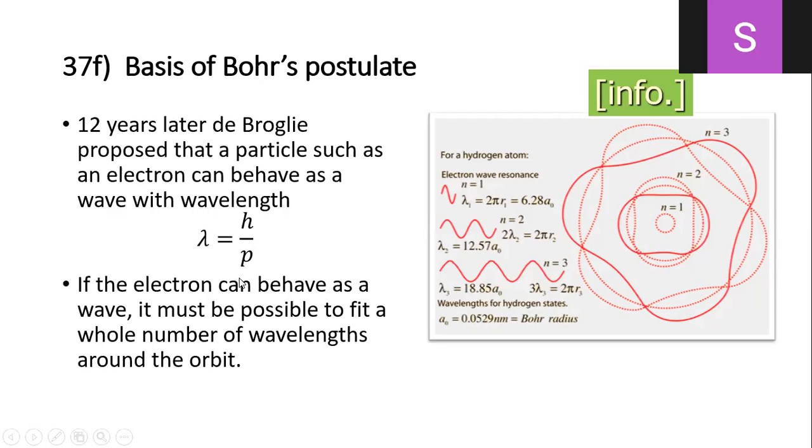So if the electron can behave as a wave, it must be possible to fit a whole number of wavelengths into the orbit. So what this is saying is that it's moving in a circular orbit, but as long as we can put a whole wavelength there, it will form a stationary wave. This is for your info only. You don't need to go that far, but just to give you a justification for de Broglie's equation, de Broglie's postulate.